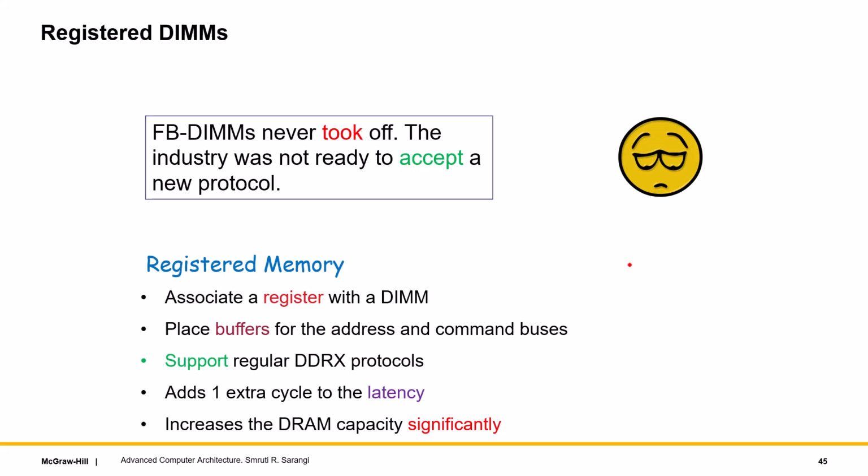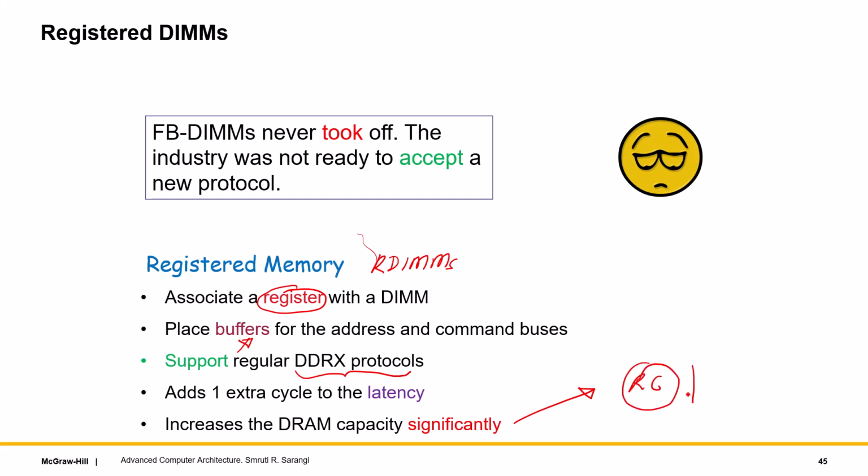So what we can get now, even commercially, are RDIMMs or registered DIMMs, where the idea is that you associate a register with a DIMM, right? A register is a set of flip-flops. And for the address and command buses, you buffer them. Instead of having one copper wire that is sneaking through every device, you have a buffered copper wire. This means that you support all the regular DDRX protocols without any modification whatsoever. It's just that this process of buffering adds a little bit of latency, which to a large extent is tolerable. But the great advantage is that we don't have a large RC delay.